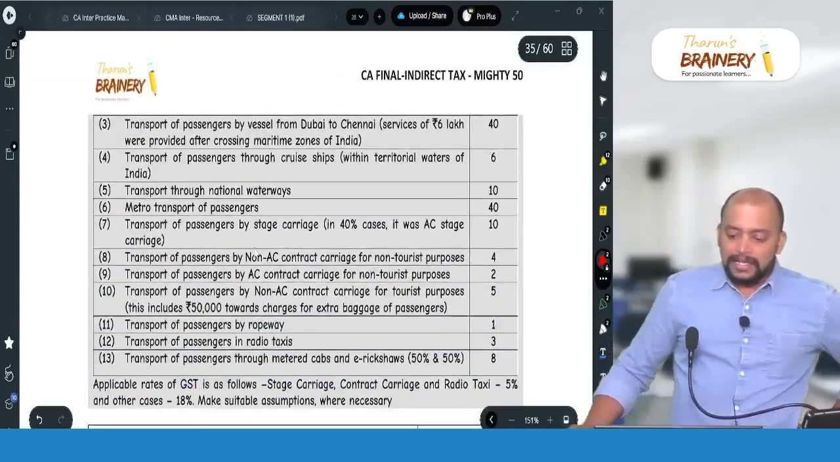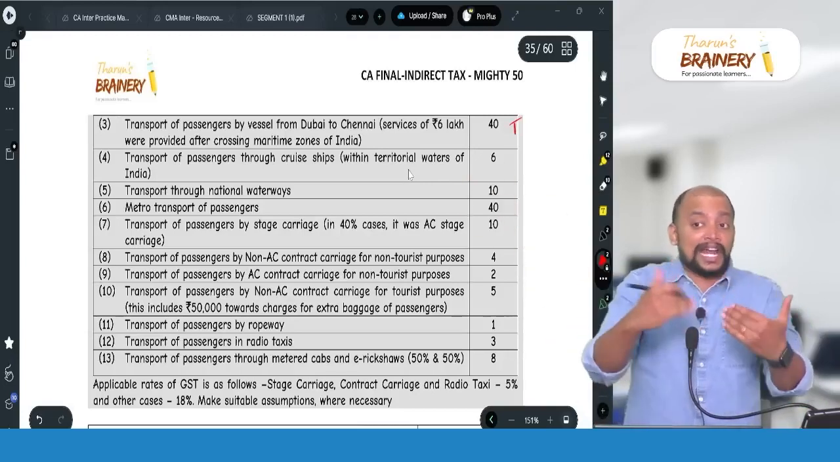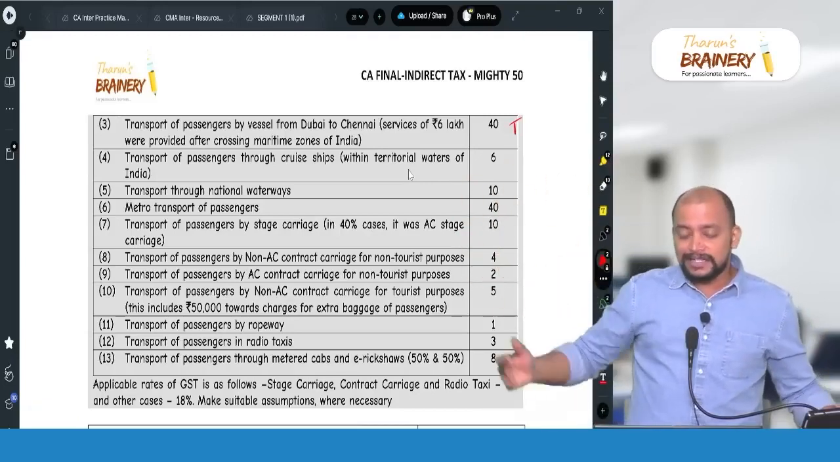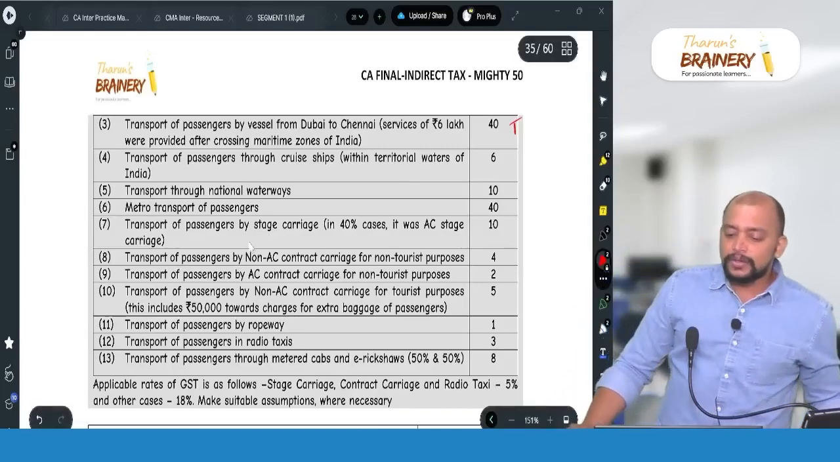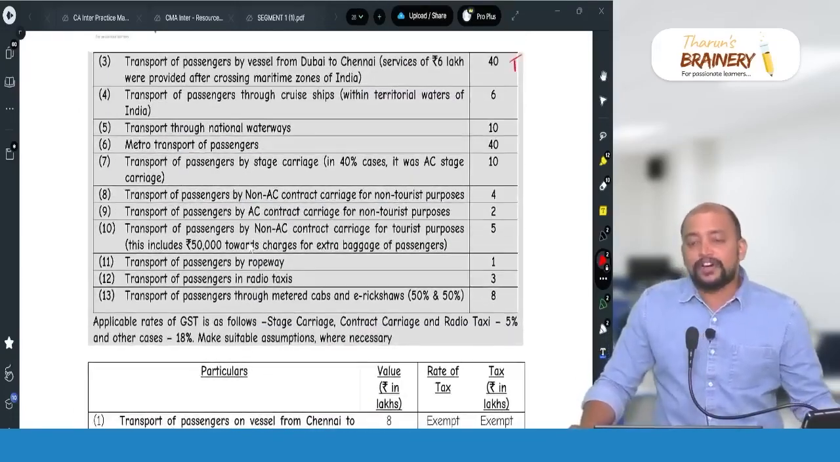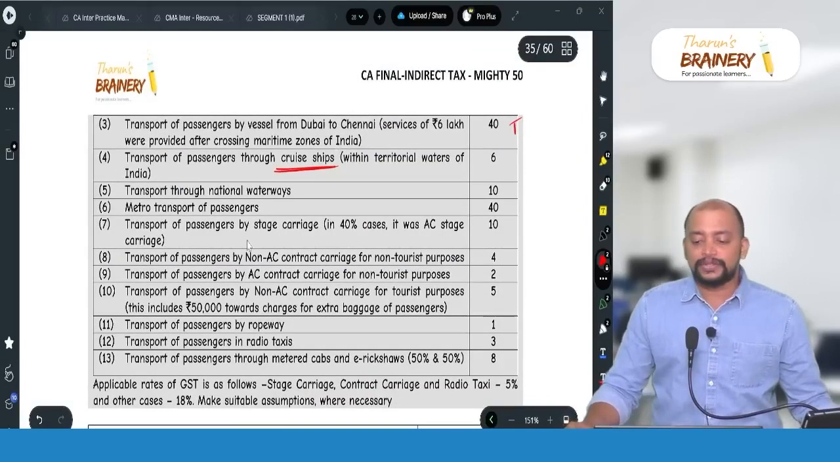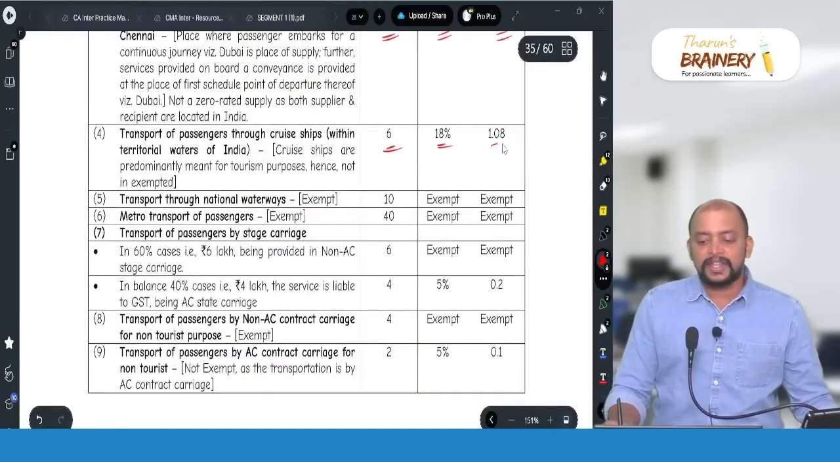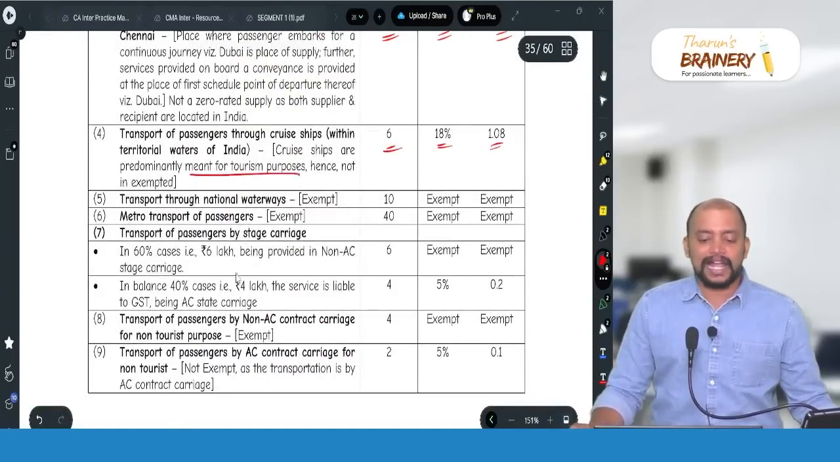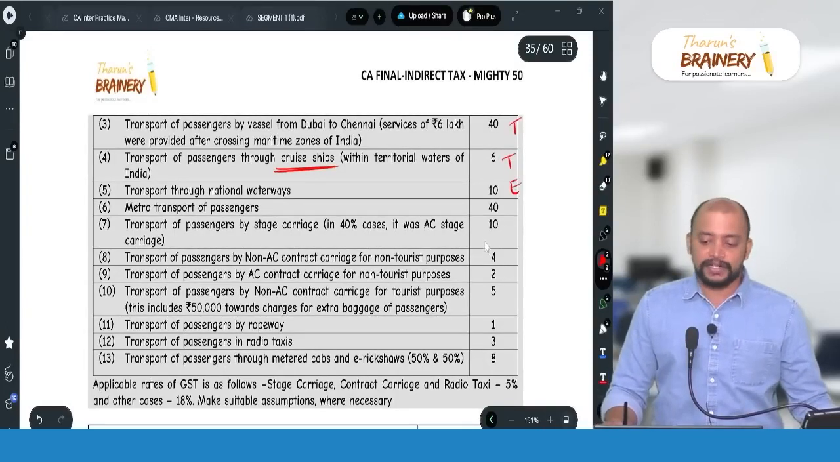Then next one, transportation of passengers through cruise ships within territorial waters of India. Territorial waters is not inland waters. Territorial waters is sea, between places in India. Cruise ships are basically for what purpose? Predominantly for tourism purpose. Due to that reason, it will be taxable. It is not for public transportation, and therefore 18%. Predominantly for tourism, so taxable. Then transportation through national waterways exempted, inland waters.